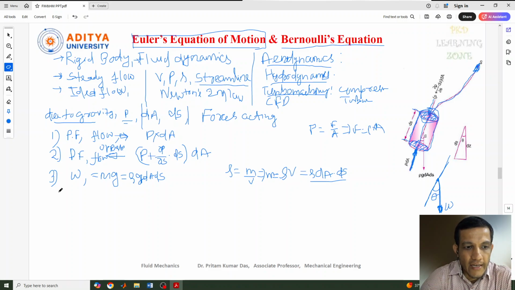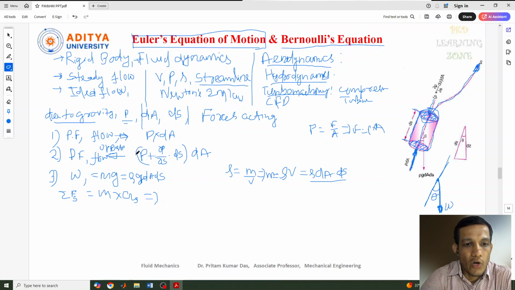We can say the resultant force on the fluid element in the direction of flow, in the direction of S, should be equal to the mass of the fluid and acceleration in the same direction. That means the summation of force equals the mass of the fluid element into acceleration of the fluid element in the S direction. That's why I have written summation of Fs equal to m into As, acceleration in the same direction.